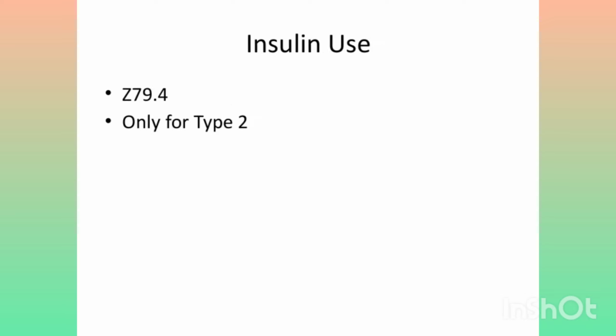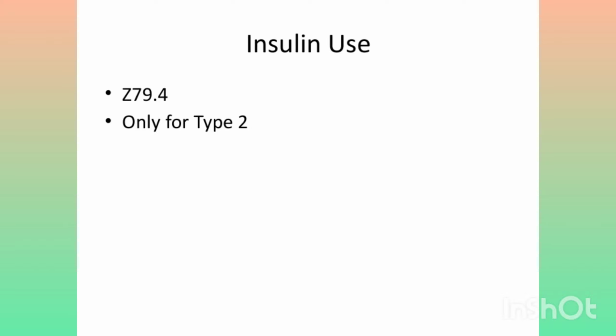Let's take a closer look at Z794, which specifically applies to insulin use. Now, this code is only relevant for patients with type 2 diabetes who are using insulin as part of their management plan. It's important to emphasize that insulin therapy isn't always the first line of treatment for type 2, but when it is used, proper documentation with this code helps ensure accurate coding and billing. Understanding that insulin use here is tailored specifically for type 2 diabetes helps us avoid confusion with type 1, where insulin is often a given from the start.